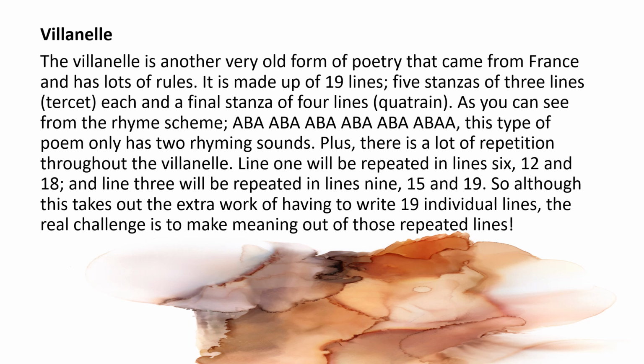Villanelle is another very old form of poetry that came from France and has lots of rules. It is made up of 19 lines: 5 stanzas of 3 lines, tercets each, and a final stanza of 4 lines, that is a quatrain. As you can see from the rhyme scheme, ABA ABA ABA ABA ABA ABAA, this type of poem only has two rhyming sounds. Plus there is a lot of repetition throughout the villanelle.